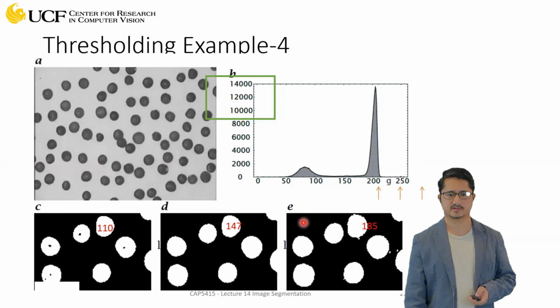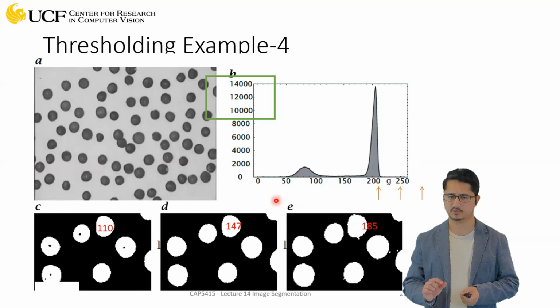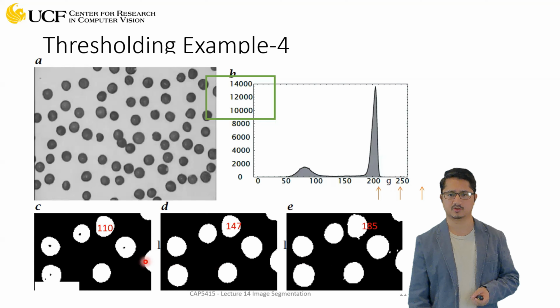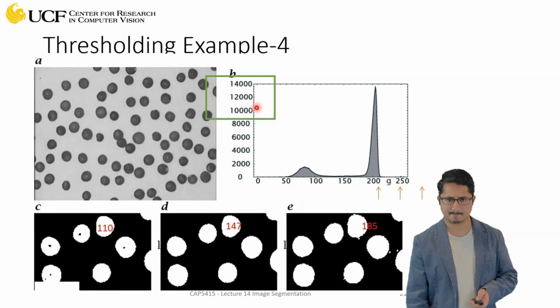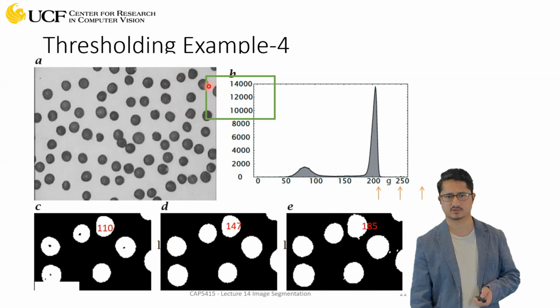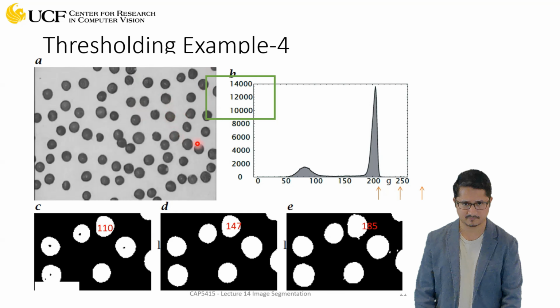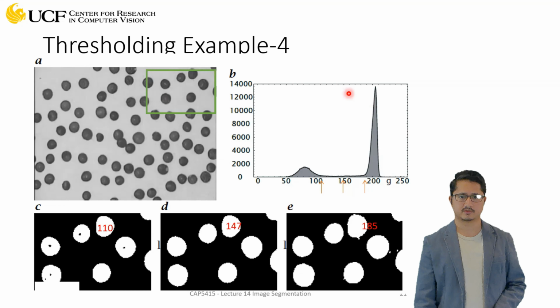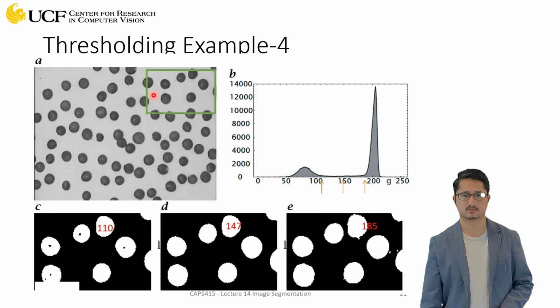Now this is another interesting example. And again, this is showing you how changing the thresholds is going to affect the final output. So let's say we are focusing on this region here. I think there's some issue. This green box should be somewhere here. Let me quickly fix that. So we are looking at this green boundary here.